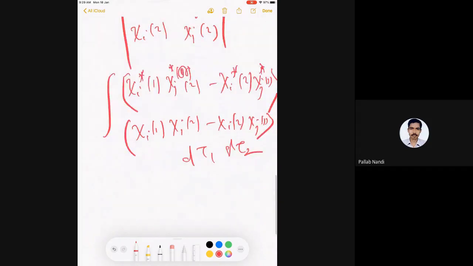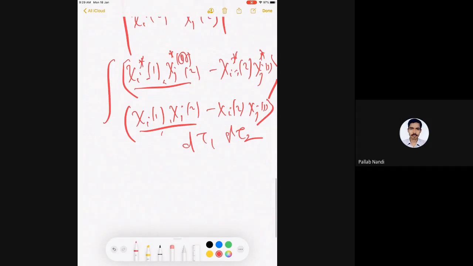So I'm doing psi star psi and integrating over the two volume elements, dτ1, dτ2. So we have to see what will happen now. Okay. So I will first take this term and this term. There are four terms: this with this, this with this, this with this, this with this. If you take up this term, it is chi I star 1, chi I 1, chi J star 2, chi J 2, dτ1, dτ2.